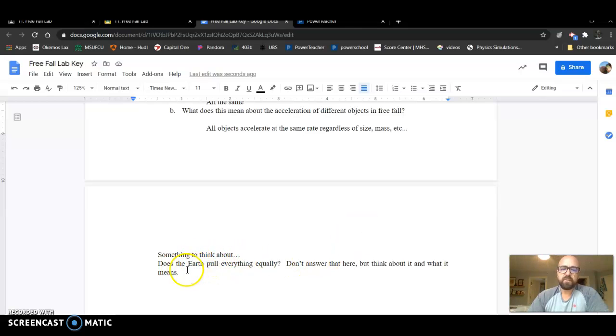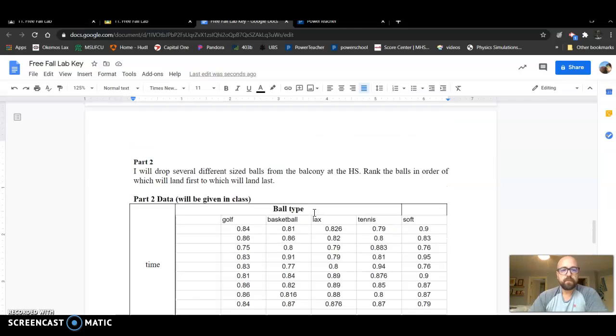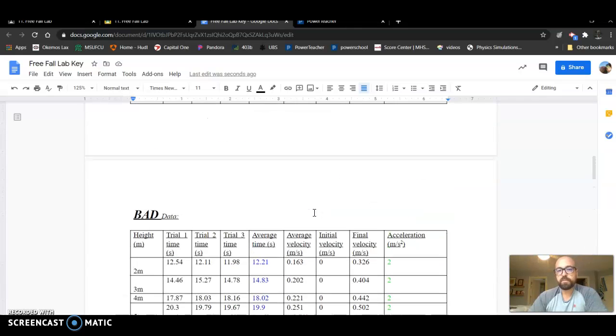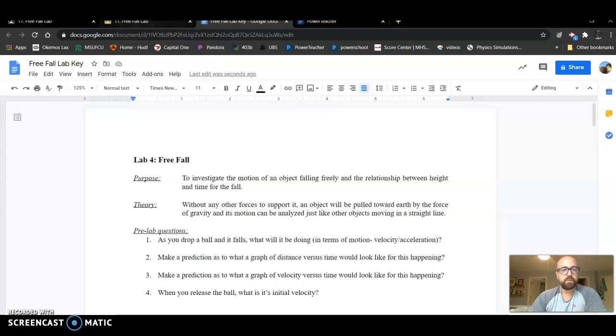And then I put this to think about: does the Earth pull everything equally? I do want you to be thinking about that because we'll get to it fairly soon. We know things accelerate equally. So does that mean that they're being pulled equally? So kind of chomp on that one a little bit. And let me know if you have questions about this lab at all, and we will see you in class.